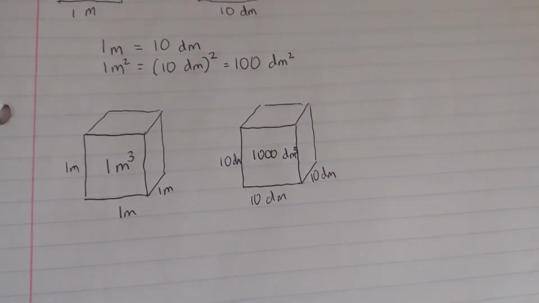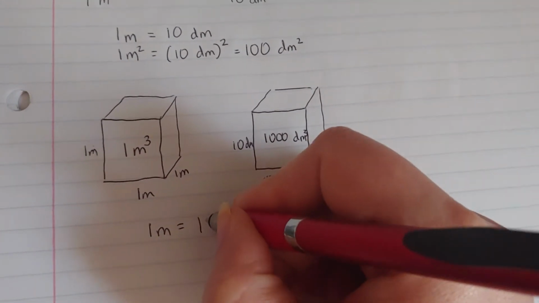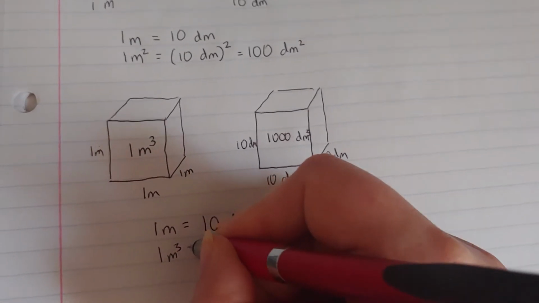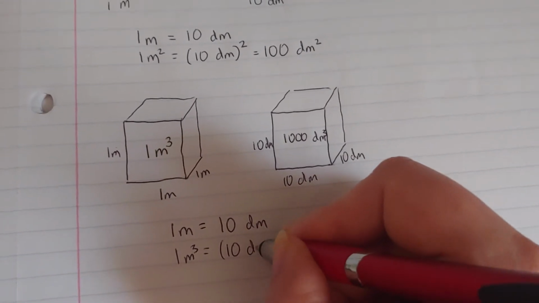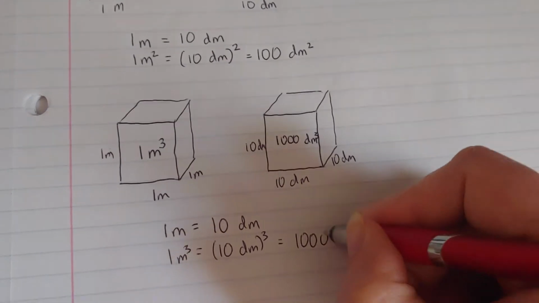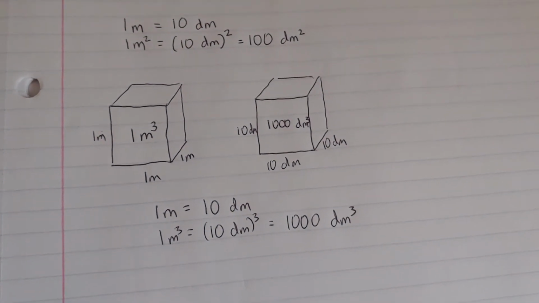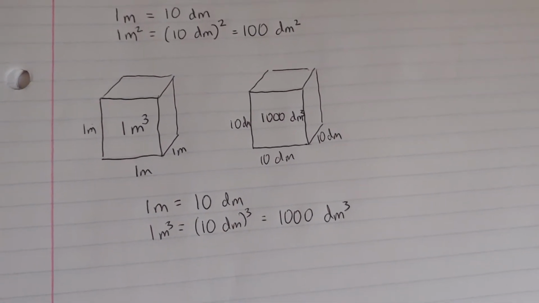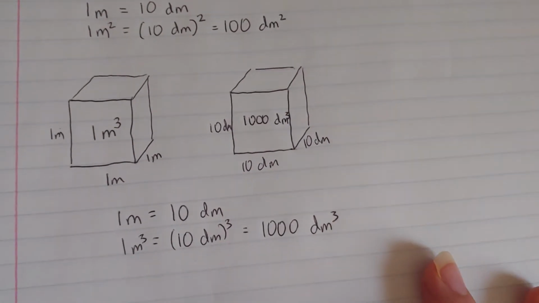But does it work the same way? Let's try. I know that 1 meter is equal to 10 decimeters. So 1 cubic meter, is that the same as saying 10 decimeters cubed? Absolutely. 1,000 cubic decimeters. It gives me the same answer. So this is a good way to practice conversion factors.